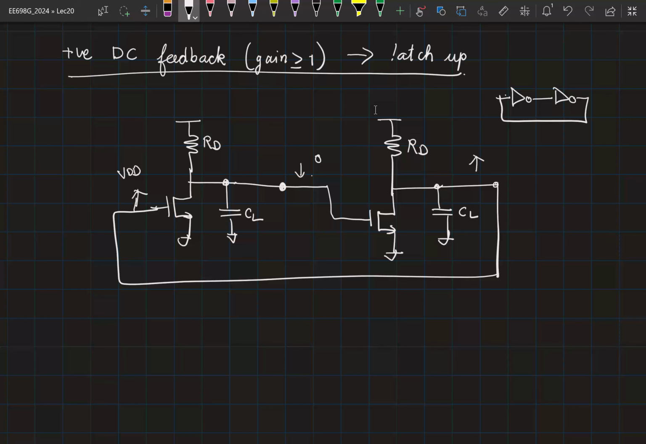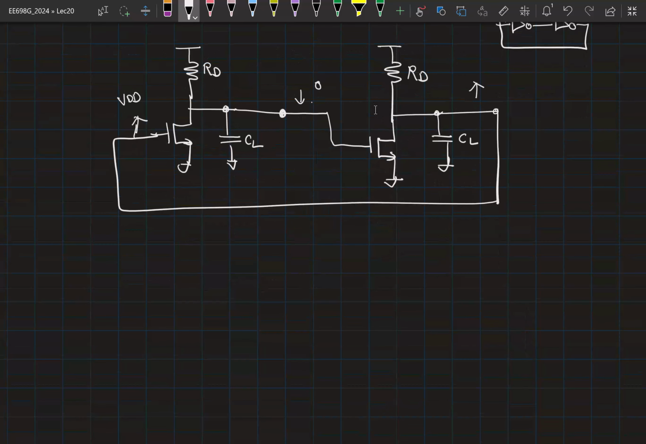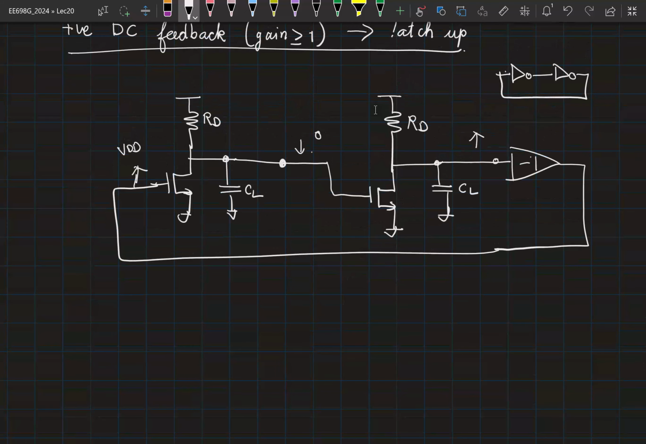Okay, so just for completeness, let's say I take the same circuit and I add a negative one in the path somehow. Can this oscillate? Because now it is DC negative feedback. But you still have the problem that you get 180 degree phase shift only at infinity.